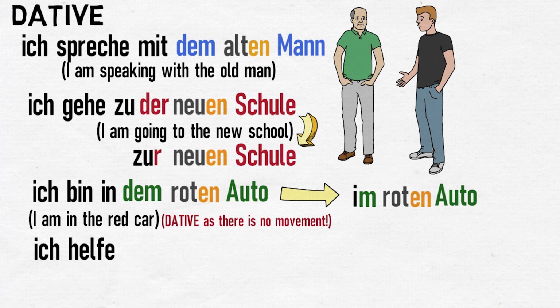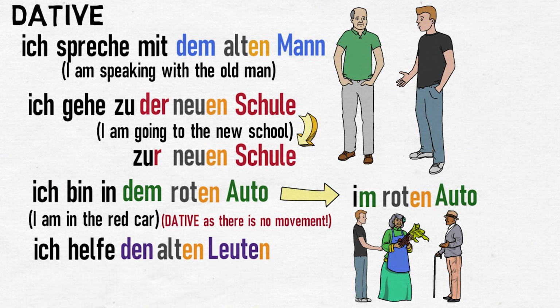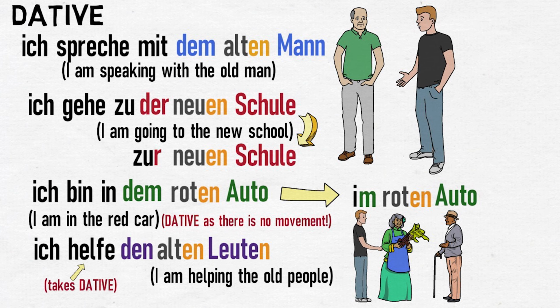And ich helfe den alten Leuten. I am helping the old people. Remember that helfen is a verb that takes the dative case, and that plural nouns like people, Leute, will have an extra N in the dative case.